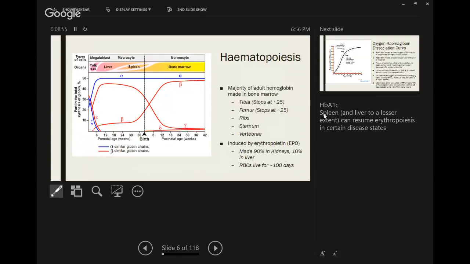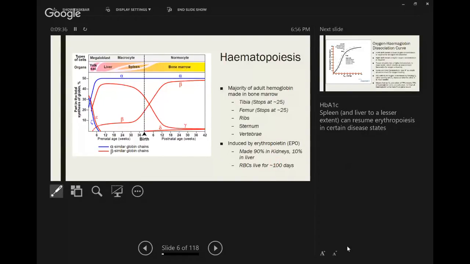The majority of adult hemoglobin is made in the bone marrow. The tibia and femur stop at about 25. Ribs, sternum, and vertebrae all continue making throughout life, and the ribs drop off a bit before the sternum, and then the vertebrae do the majority of production in over 65s. It's all induced by erythropoietin, or EPO, which is made 90% in the kidneys and 10% in the liver. Red blood cells live for 100 days. If you have kidney failure, the primary cause of anemia in kidney failure is decreased EPO. The liver increases the amount it makes a little bit, but not a huge amount.